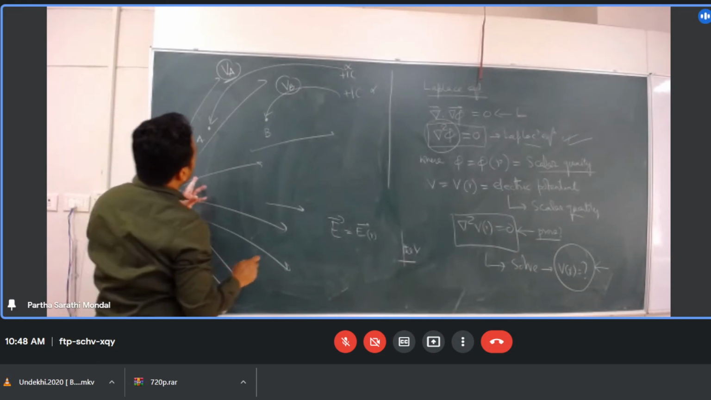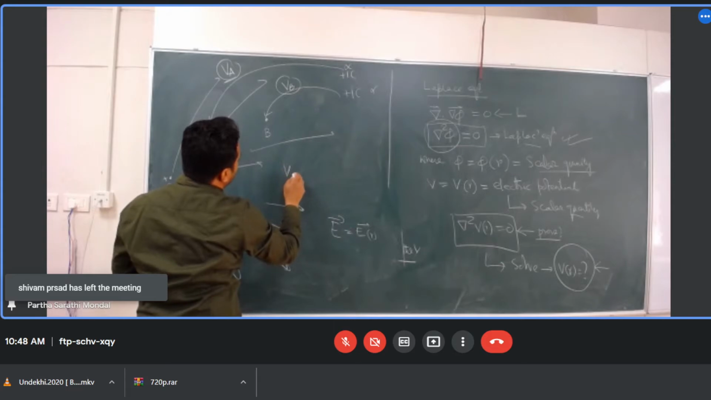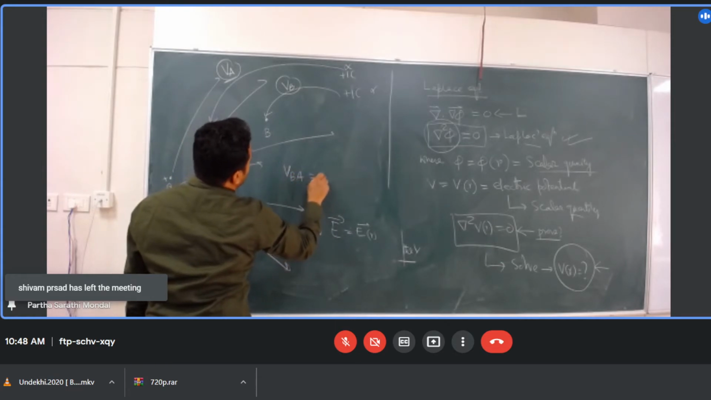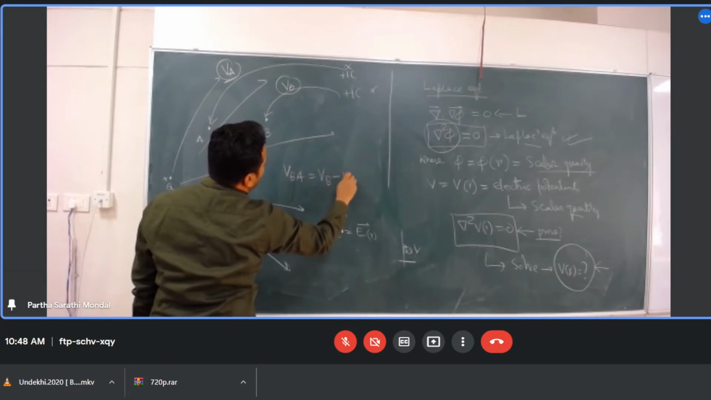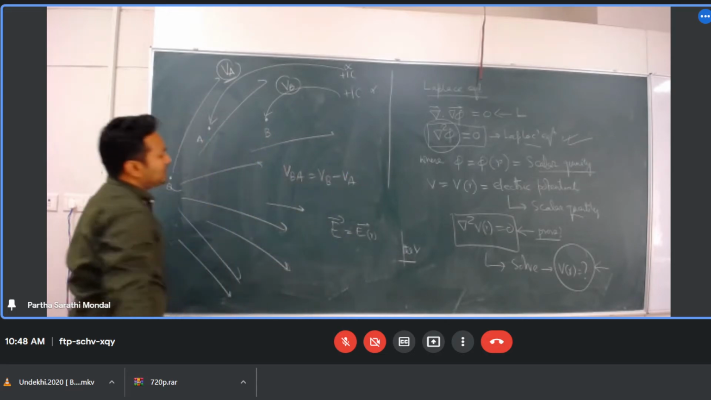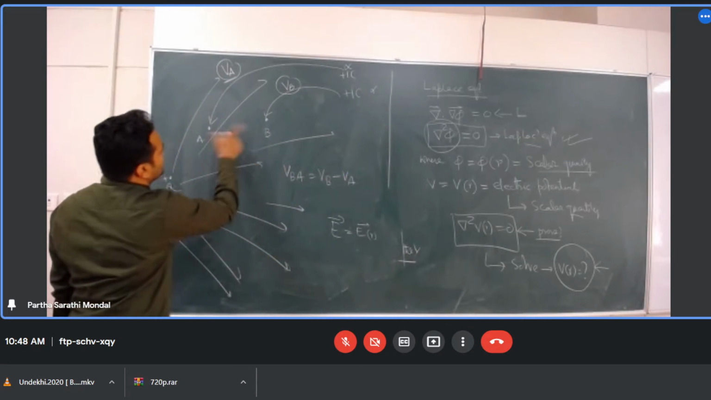So that means if I want to calculate the potential difference between these two, we have to do it like this: VA minus VB. This is the potential difference between these 2 points.